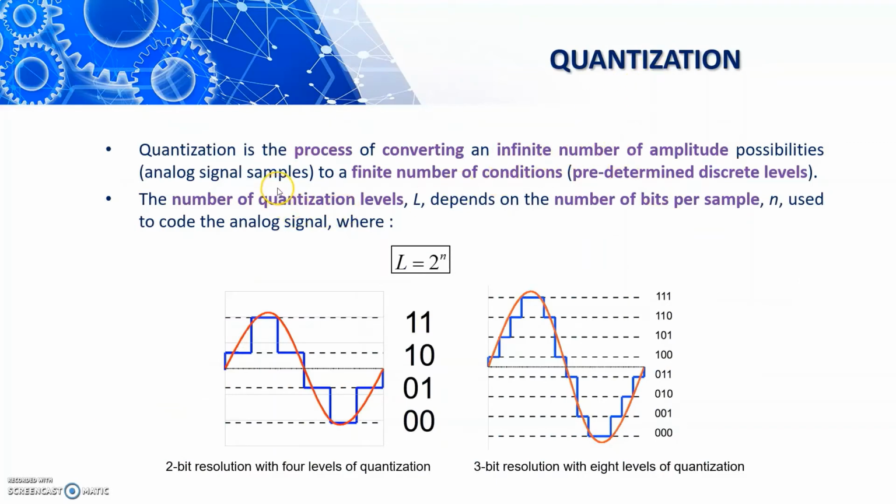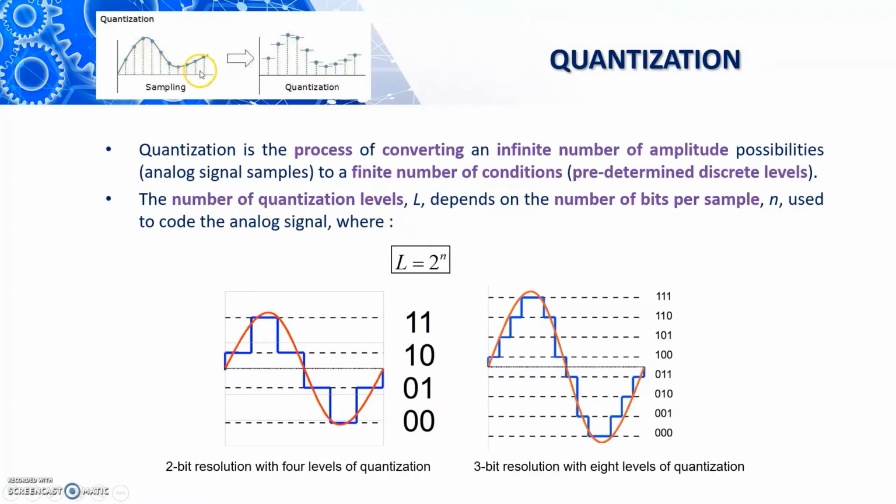Quantization is the process of converting an infinite number of amplitude possibilities to a finite number of conditions. From this figure, you can see the sampling process at a specific sampling rate. We have seen about the sampling rate before this. When the analog signal has been sampled, each sample has a specific value. The quantization process is the process of rounding off this value.